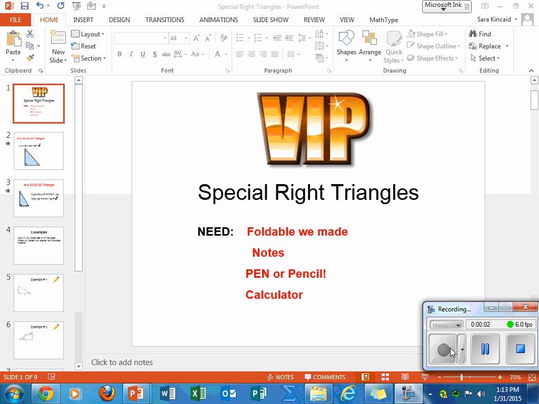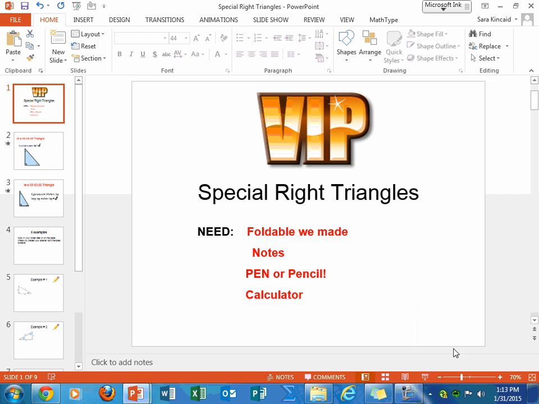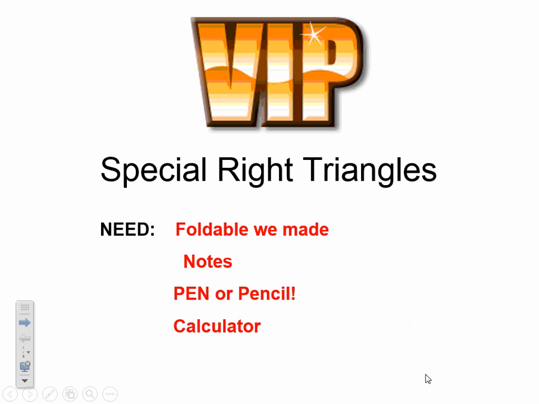Greetings, everybody. Today we're going to take a look at some examples involving those special right triangles that we've been talking about, the 30, 60, 90 and the 45, 45, 90-degree triangle. We're going to need the foldable that we made in class, as well as your regular notes, something to write with, pen or pencil, and a calculator today.